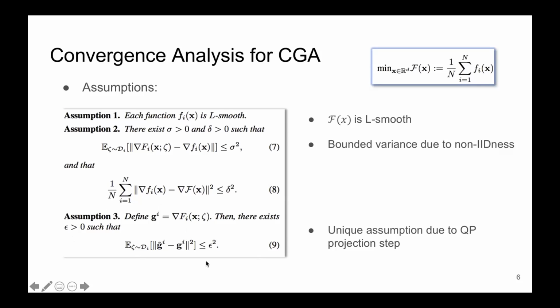And the projection means that if the local optimization problem is meaningful, the assumption will hold. The value of epsilon here is governed by the difference between the data distributions processed by each agent. Yeah, they have a unique assumption.